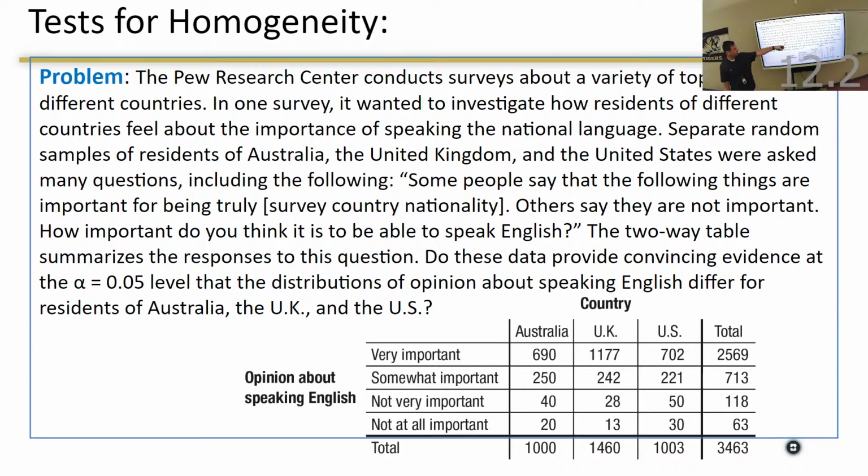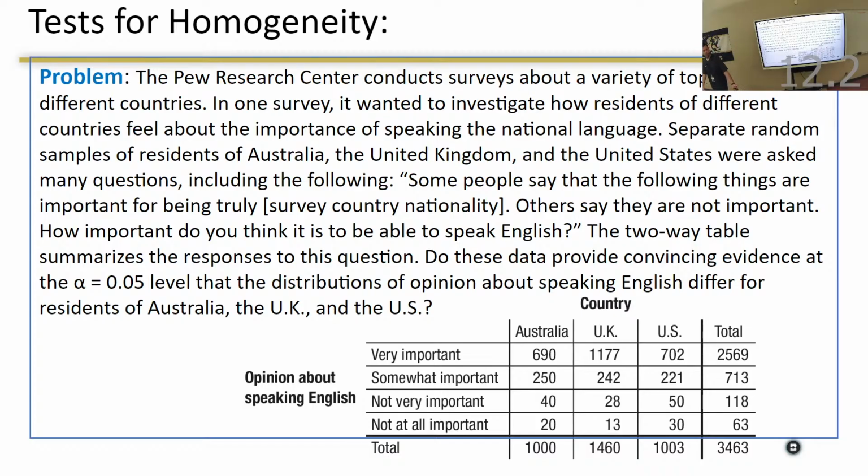Separate random samples. We're asked many questions, including the following. Some people say that the following things are important for being truly of a given country's nationality. Others say it's not important. How important do you think it is to be able to speak English? The two-way table summarizes the responses to this question. Do these data provide convincing evidence at the 0.05 level that the distributions of opinion about speaking English differ for Australia, UK, and the US?